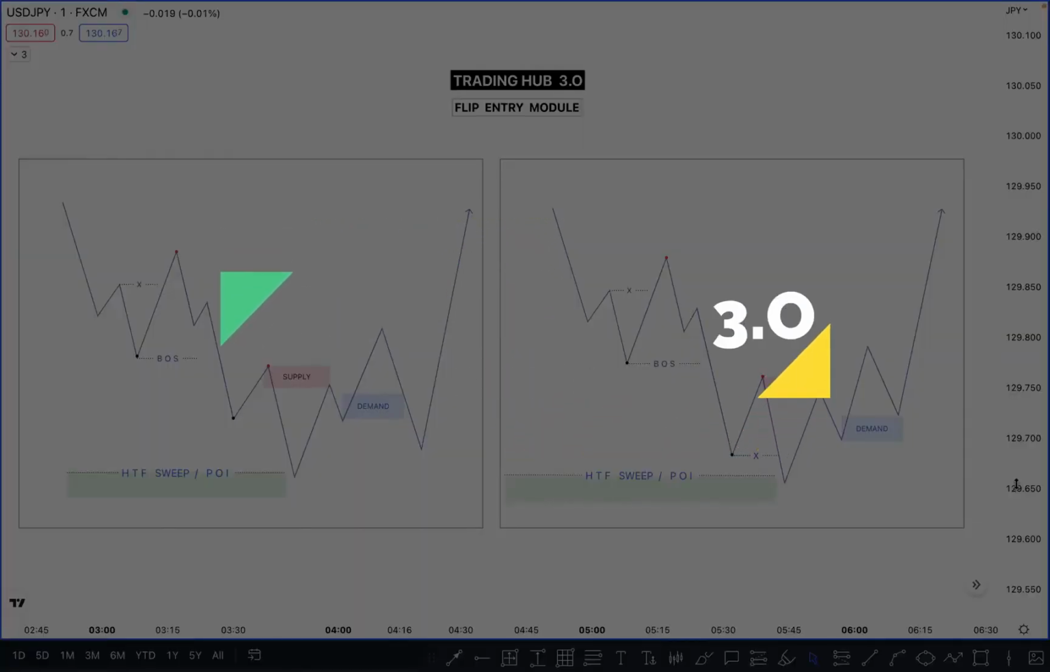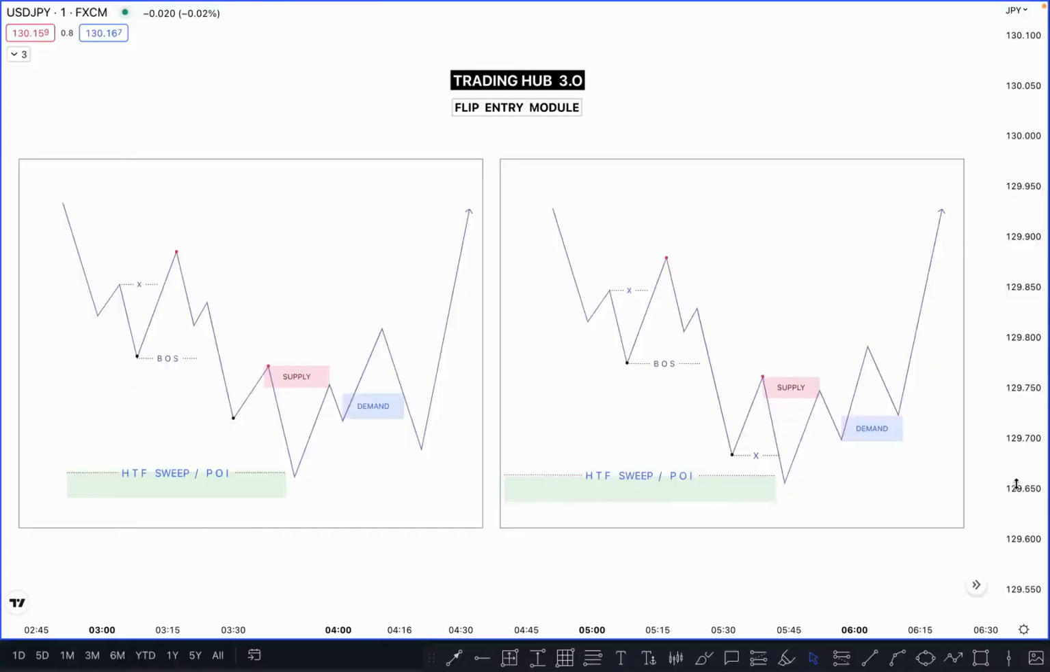In this chapter, we are going to learn what a flip entry module is. This is the next part of the entry module, and how you can apply it in a lower time frame, how we can identify it, and what criteria you should follow before the buy and sell.